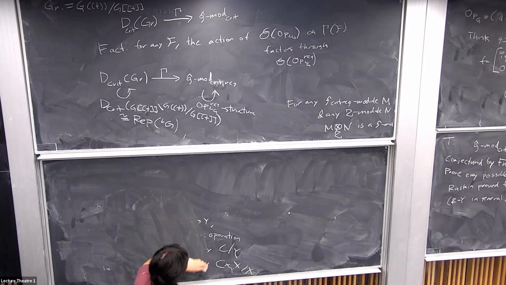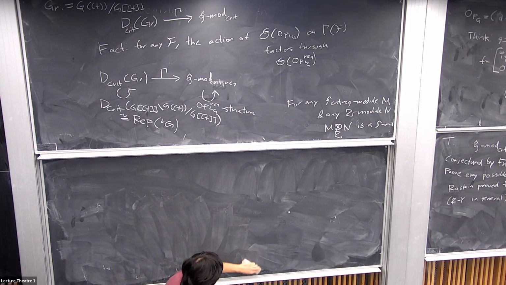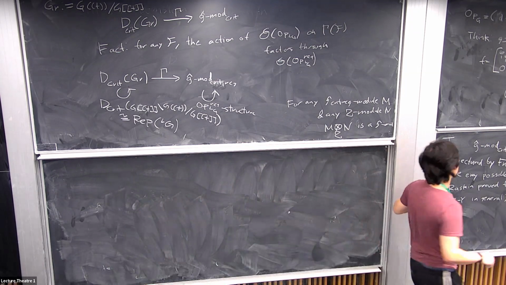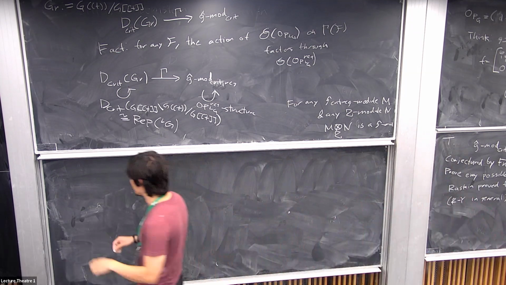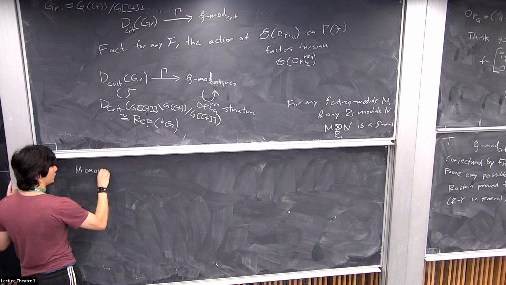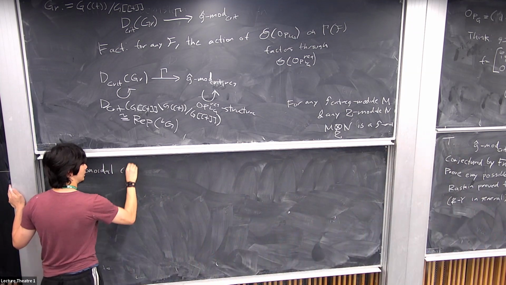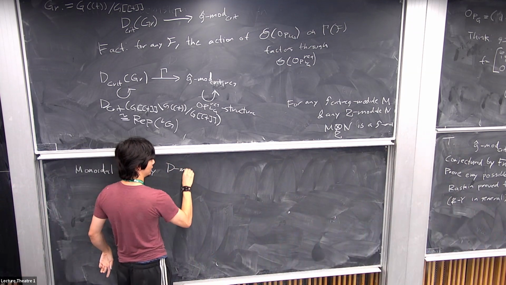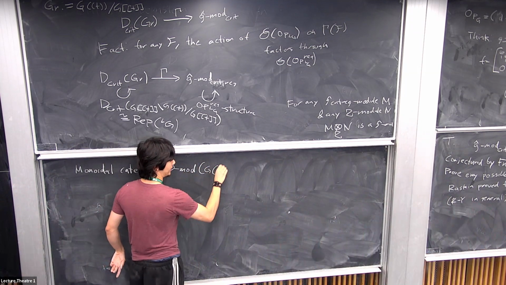So the idea here is that we're going to understand these two categories as categorical representations of a loop group. Let me say explicitly what this means. You have a monoidal category, D-modules on a loop group.